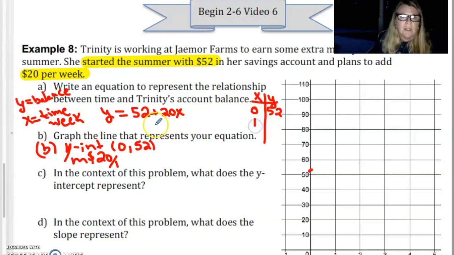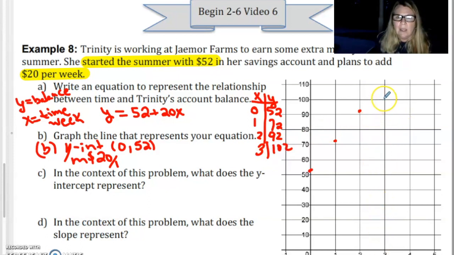Now the first week, she would have $20 more, so that would be 72. The next week, she would have $20 more, so that would be 92. So that might help us just a little bit as we're going. Here, first week, we should be up 20. That's 10, 20, 72. At the second week, we're going up 20 more. That's 10 and then 20, so that's 92. The points right here might help you with making your graph, to keep them in the correct order.